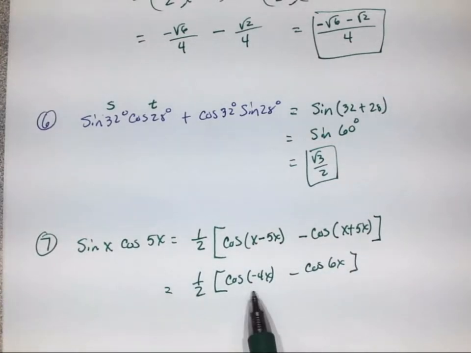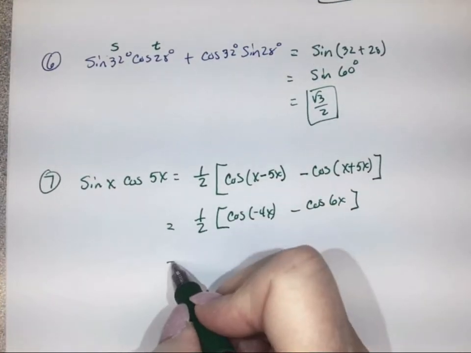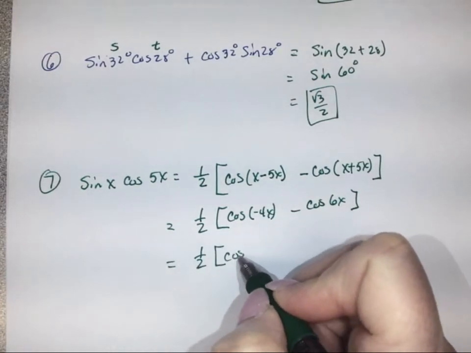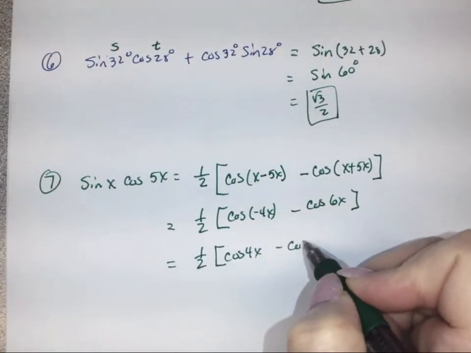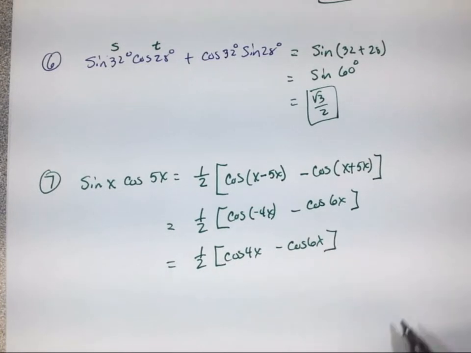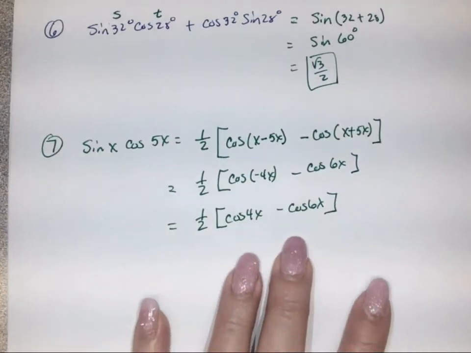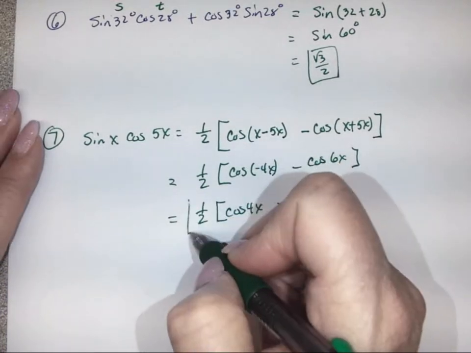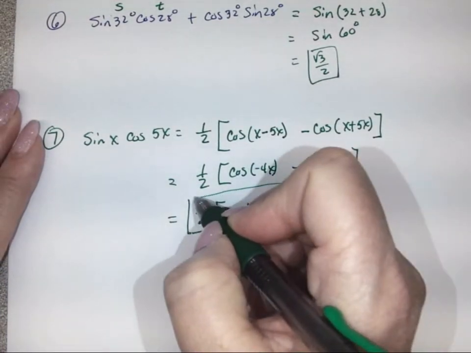We have to remember that cosine is an even function. So this will be 1/2 times the cosine of 4x minus the cosine of 6x. And I'm okay if you leave it that way instead of distributing your 1/2 through. I'm okay if you just leave it like that.